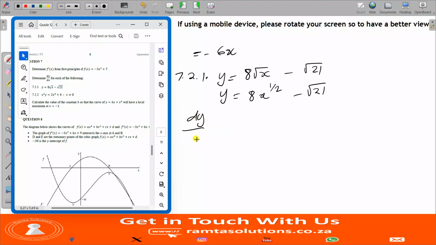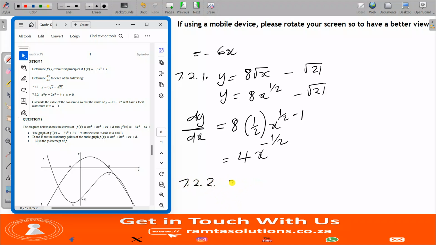Now dy/dx, we can say it's 8 times half, which is 4, but let me not do that for now. I will say this is 8, you drop the power, okay? And then at the original power that you had, you minus 1. And this one is a constant, you leave it like that, it's 0. So this is simply 4x to the, what is half minus 1? It's minus half, isn't it? It's minus half. You can leave it here, you are good to go.